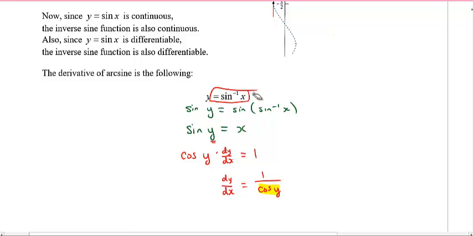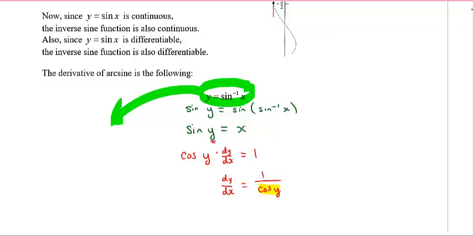Well, that requires us to look back at this statement. Okay, what does this statement say? y equals inverse sine of x. That means if I were to draw a right triangle, that y represents what? Is it a ratio? No. It's the actual angle. So let me call y the actual angle.